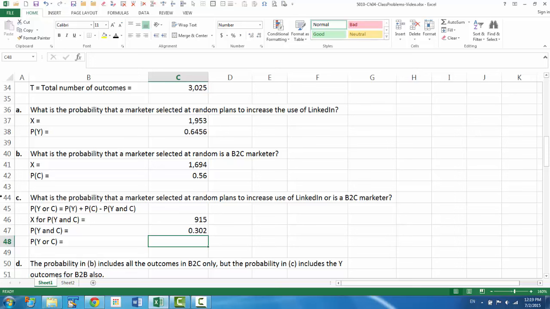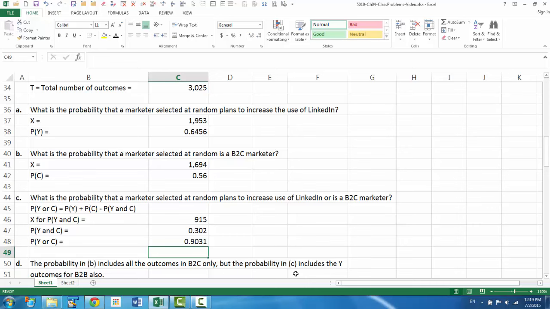So now we are ready to compute the either-or probability. The either-or probability is often referred to as the union as well. So Y or C can also be said as Y union C. We have the probability of Y plus the probability of C minus the probability of Y and C. That gives us the answer to C.